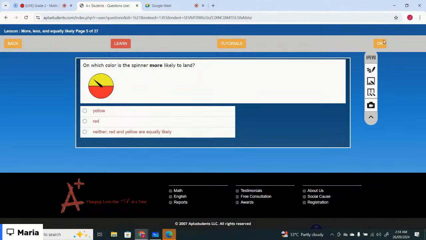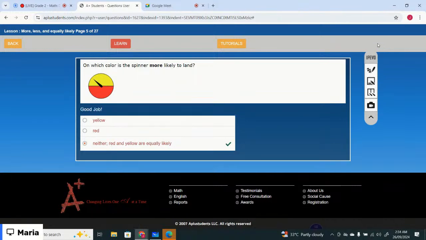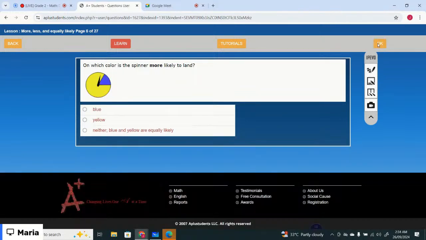So red and yellow, they both are exactly the same, right? The half portion is yellow and the half is red. That means red and yellow are equally likely. They are equal, so they are equally likely. Got it? Yes, that's option 3. Very good. The next one is on which color is the spinner more likely to land? So which is the correct option?